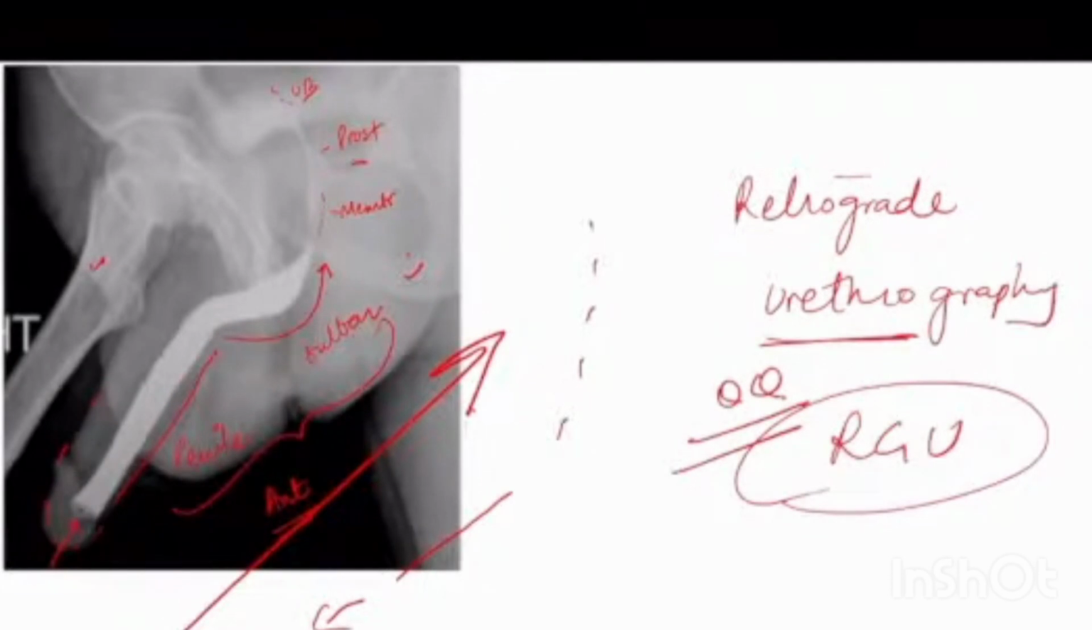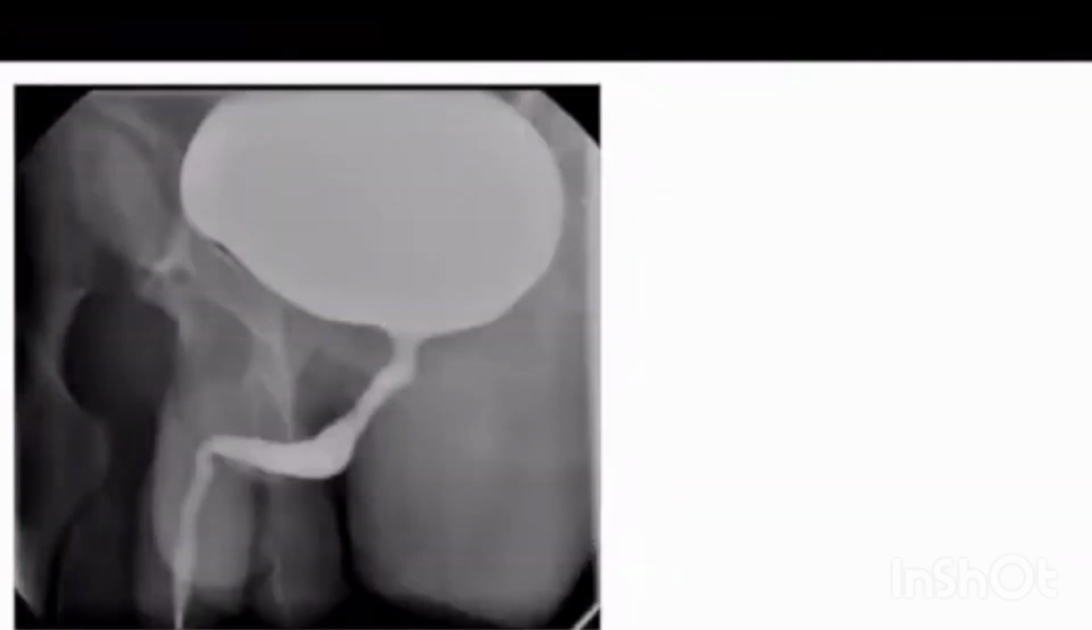So the first most essential step for all of us is to identify that this is RGU. How to do that? The most distended part is what? The most distended part here is the anterior urethra. So when you see that the anterior urethra is the most dilated, the most distended, we are looking at RGU. Vis-a-vis, the other investigation we want to compare this with is MCU. Alright, MCU means micturating cystourethrography.